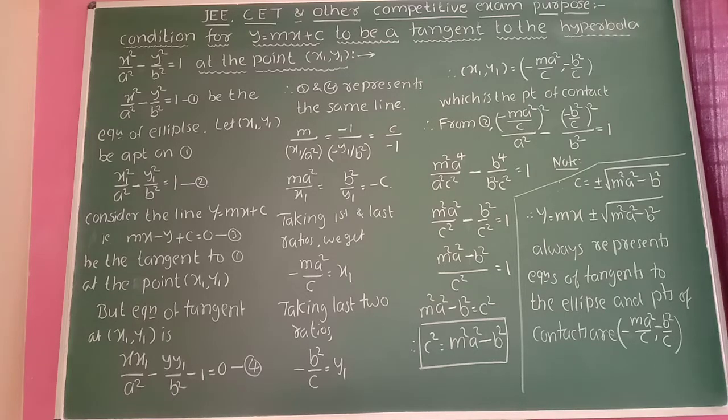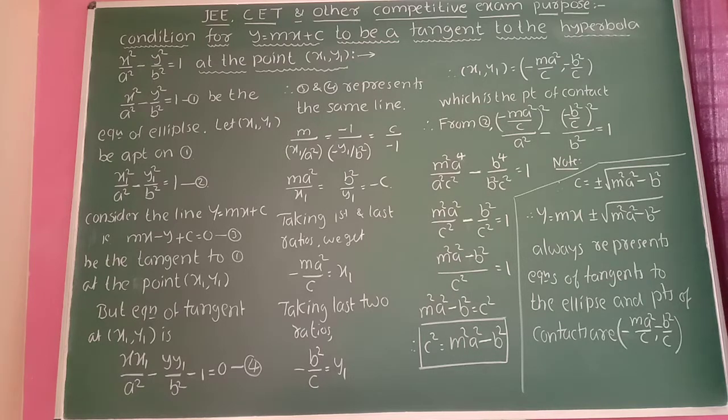So here is the condition for y equal to mx plus c to be tangent to the hyperbola x square by a square minus y square by b square equal to 1 at the point x1, y1. Same procedure here, only a difference in the sign. In the previous case the condition is c square equal to m square a square plus b square, but here the condition is c square is equal to m square a square minus b square.